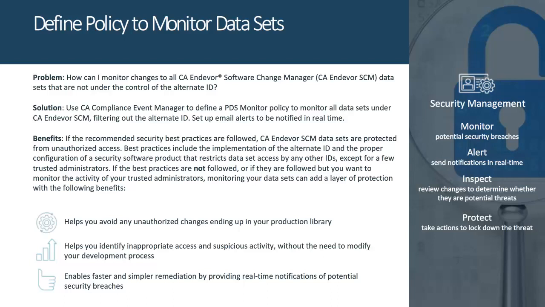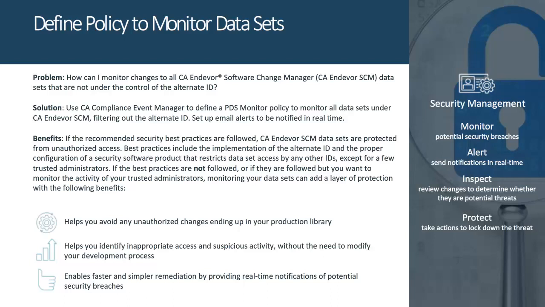PDS monitoring lets you monitor changes to datasets under Endevor that were made by a user ID other than the alternate ID, and set up email actions to be notified of the changes in real time. Doing so helps you avoid unauthorized changes in your production library, helps you identify inappropriate access and suspicious activity without modifying your development process, and helps you identify potential security breaches in real time.